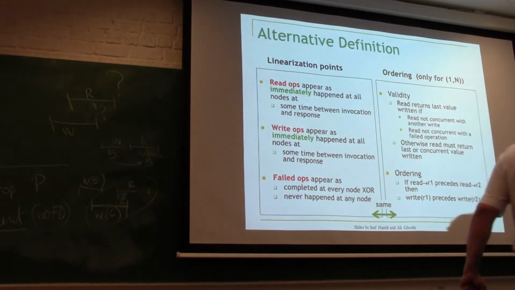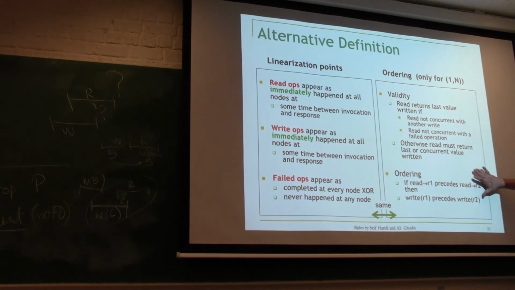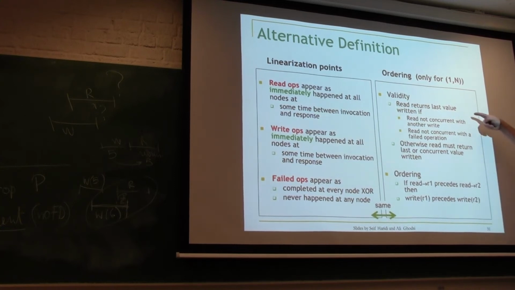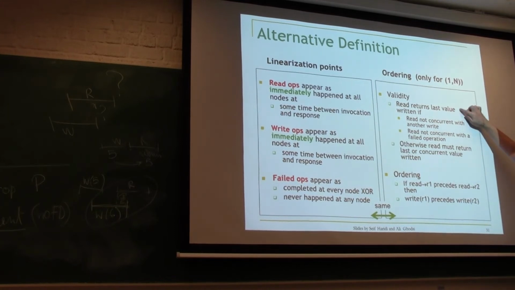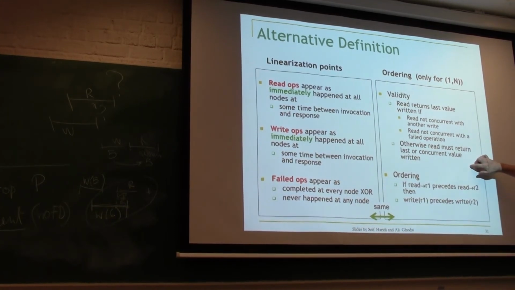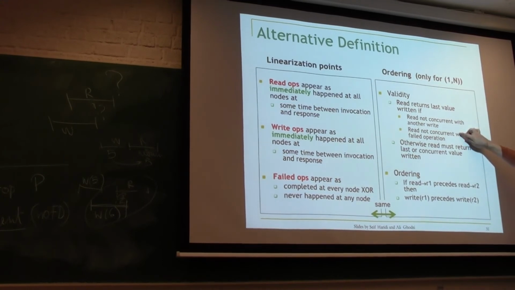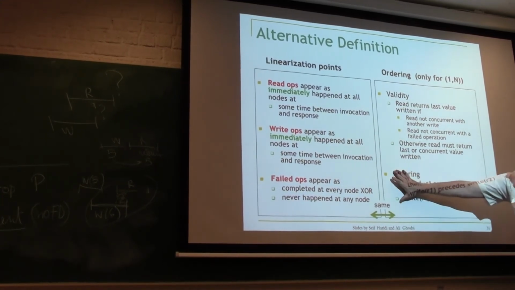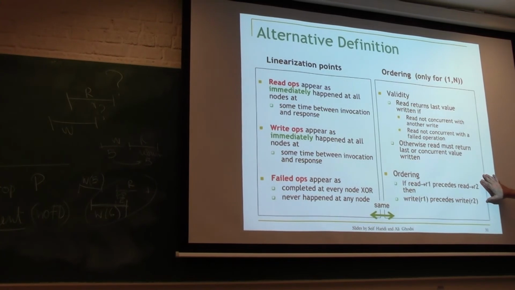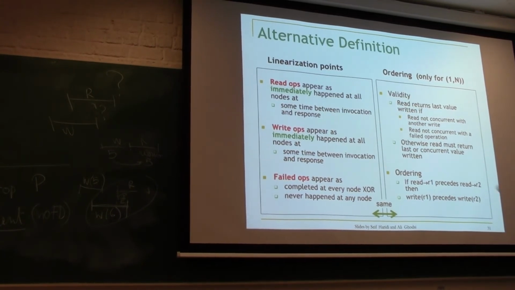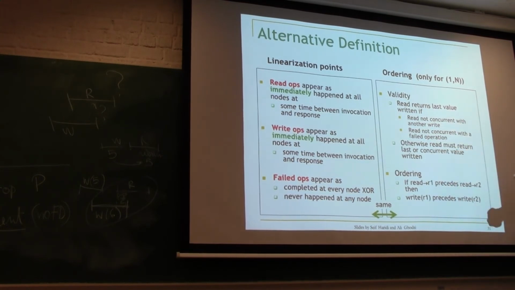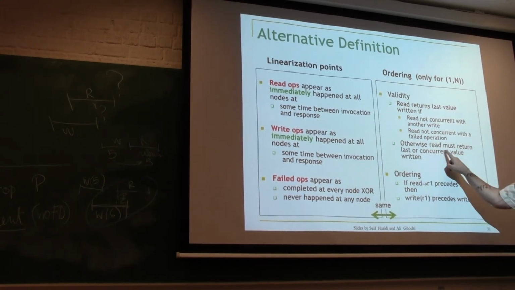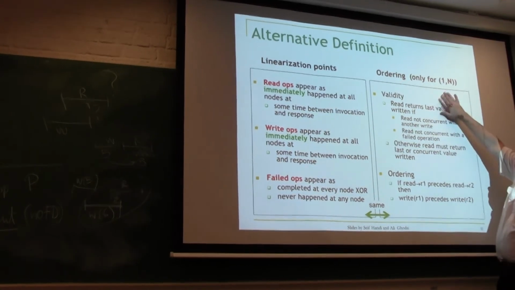But you can also define it like this, and it's interesting to compare. Here I have another definition. Notice the first part of this definition is exactly the same as a regular register. So it's a regular register plus something. That's another way to see linearizable. The read returns the last value if it's not concurrent with another write or failed operation, or it returns the last or concurrent value. So this is the regular register.